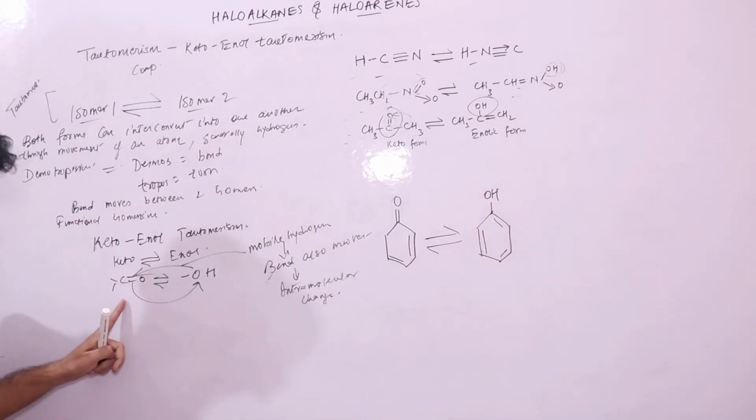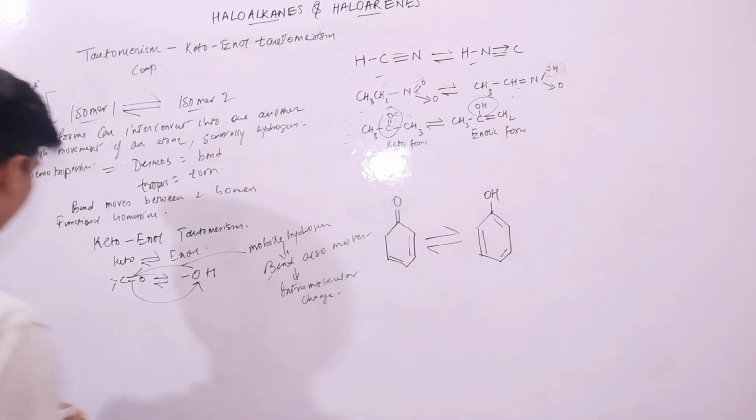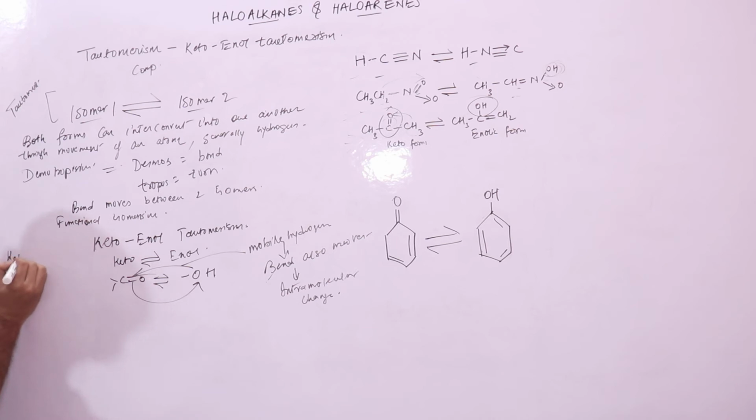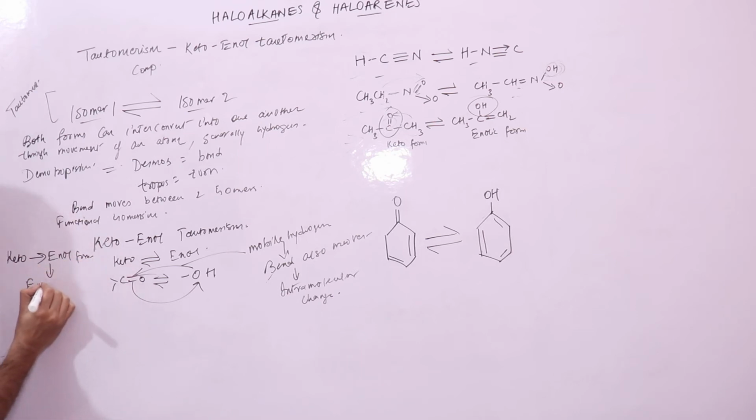Now when a keto form changes into an enol form, right, when we say a keto form changes into an enol form, we call it enolization.